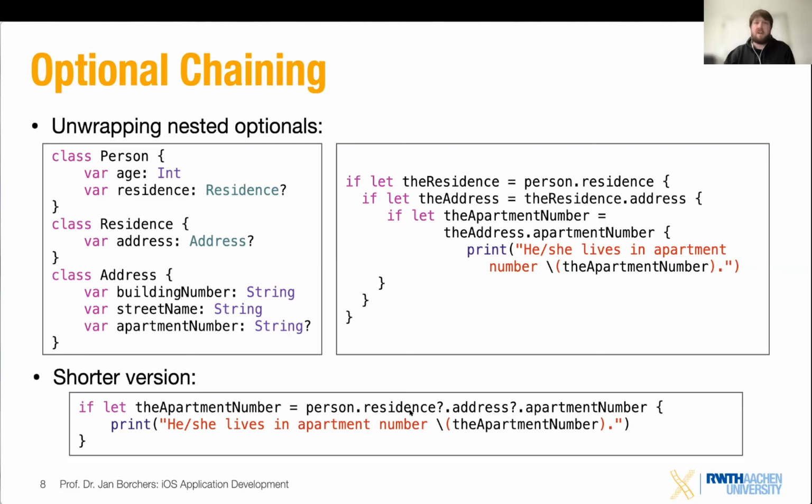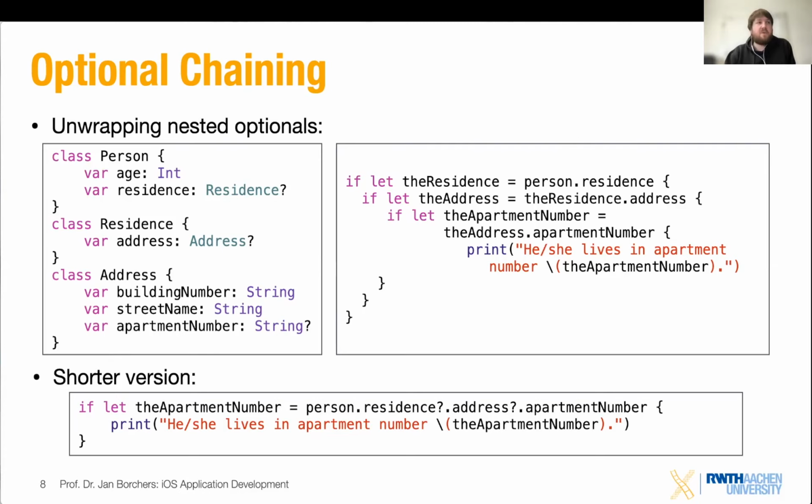But if there's a residence, if there's an address associated, and if there's an apartment number, then this will be assigned to the apartment number, and I can print it out. Makes it easier to read, and you will see that often for frameworks as well, where you then drill deeper into the properties, and then if everything is set, everything works out, then you directly assign it and can use it. So this is something you will also see quite often.